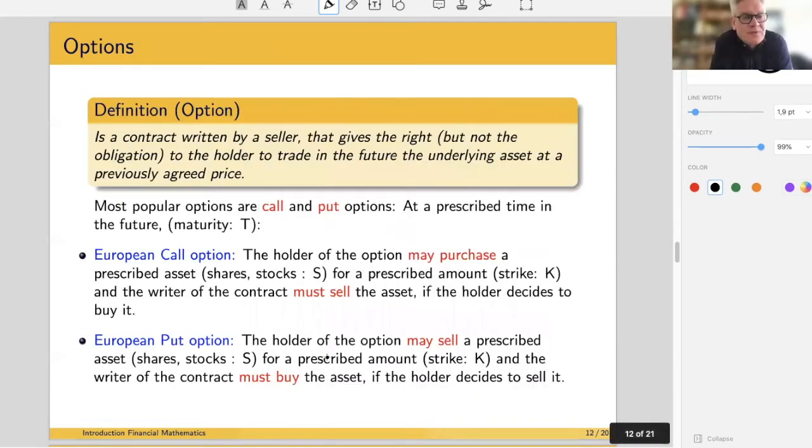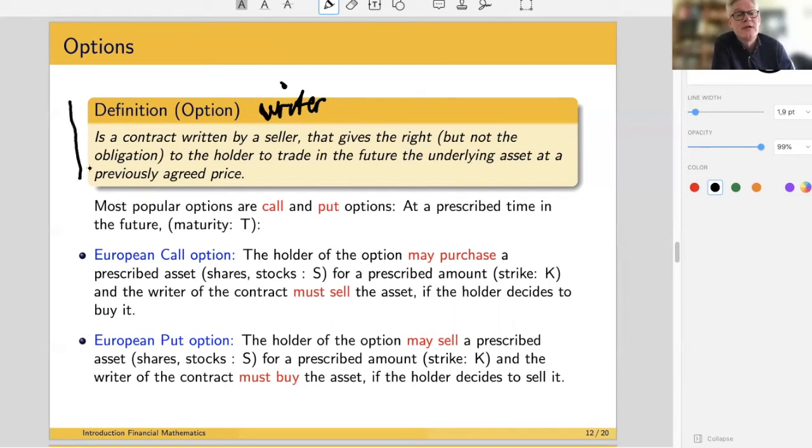Now I want to tell you what an option is. Many of you may not know what an option is, and there are many different flavors, but we will discuss only the basic ones. An option basically is a contract written by a seller, and a seller is also sometimes called a writer. The option contract gives the right, but not the obligation, to the holder to trade an underlying stock in the future for a previously agreed price. That's a very general definition.